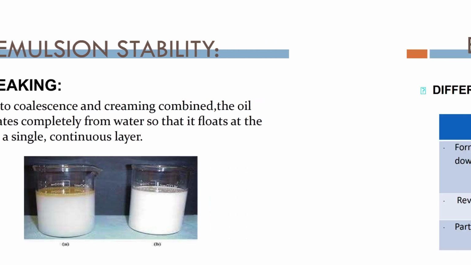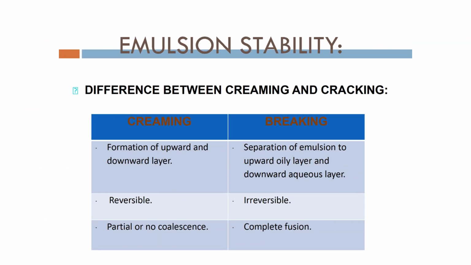Let's clearly differentiate between creaming and breaking, which is also called cracking. Creaming: formation of an upward or downward layer. Breaking, or cracking: complete separation of the emulsion into an upward oily layer and a downward aqueous layer. Creaming is a reversible process, and can often be redispersed by shaking. Breaking is irreversible. Shaking won't fix it. Creaming involves partial or no coalescence of the droplets, while breaking involves complete fusion or coalescence of the droplets.